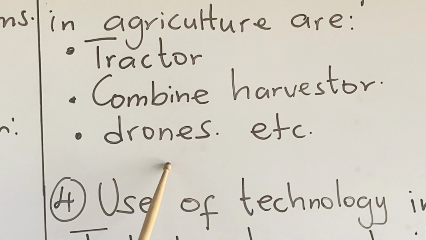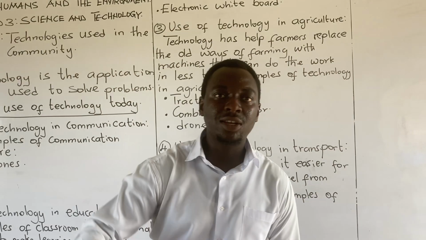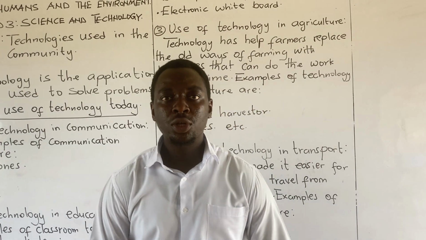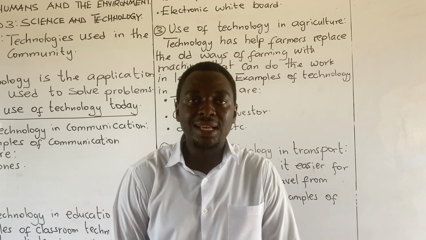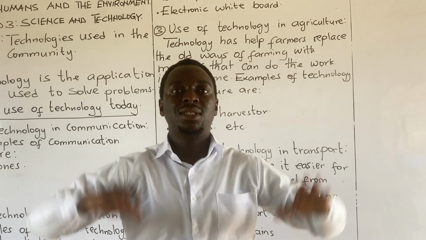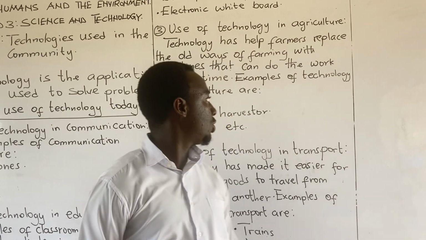The third one is the drone, or drones. Drones are also current technologies that we use to spray pesticides, insecticides, and weedicides on large scales of farms that humans' effort cannot do. Drones help a lot.